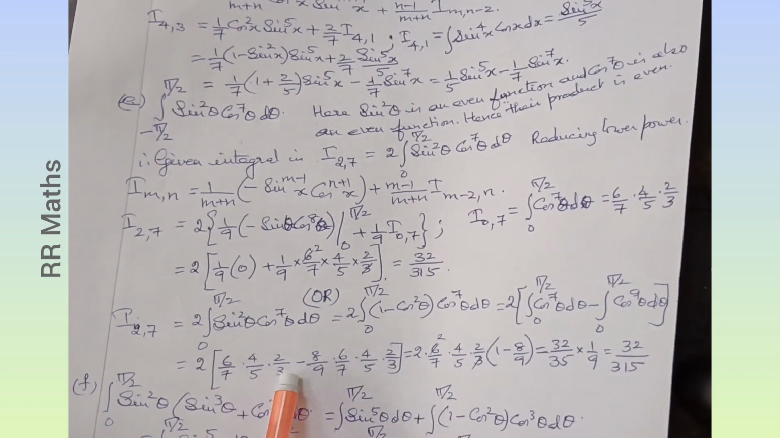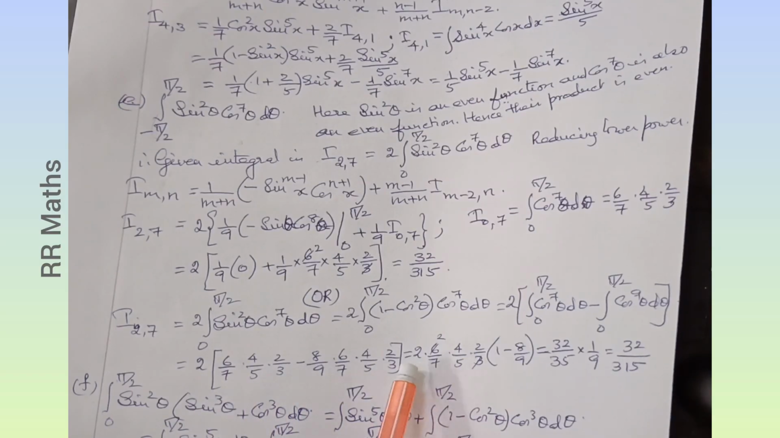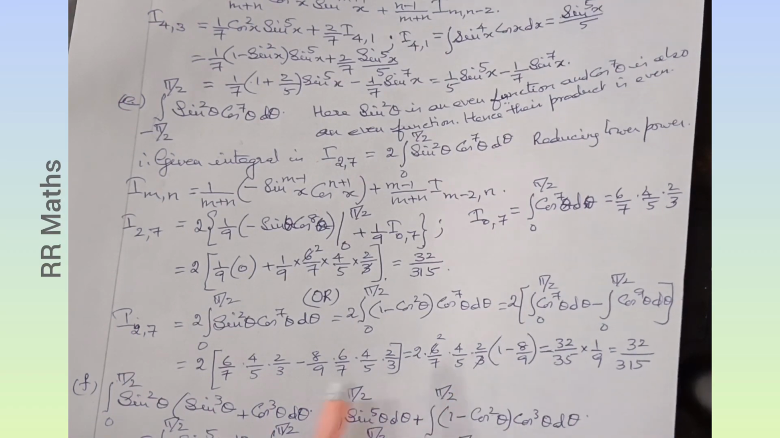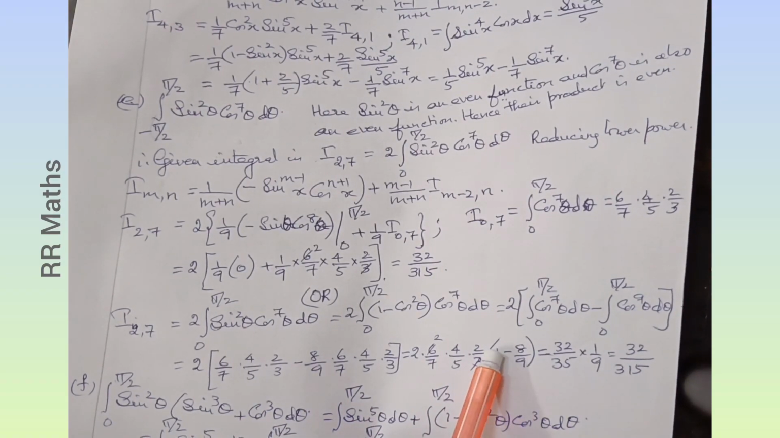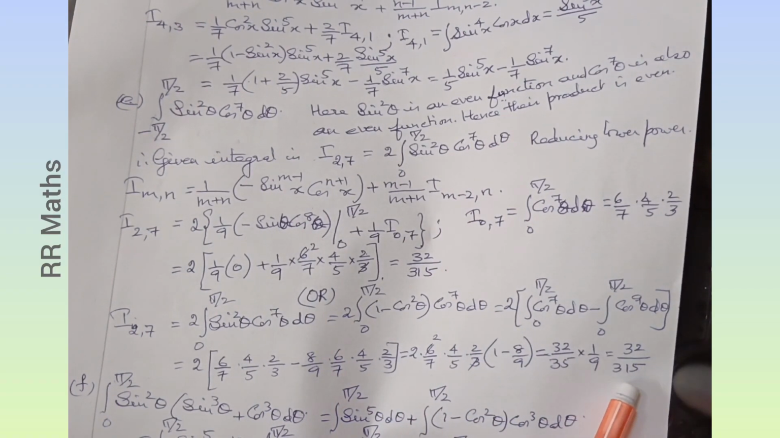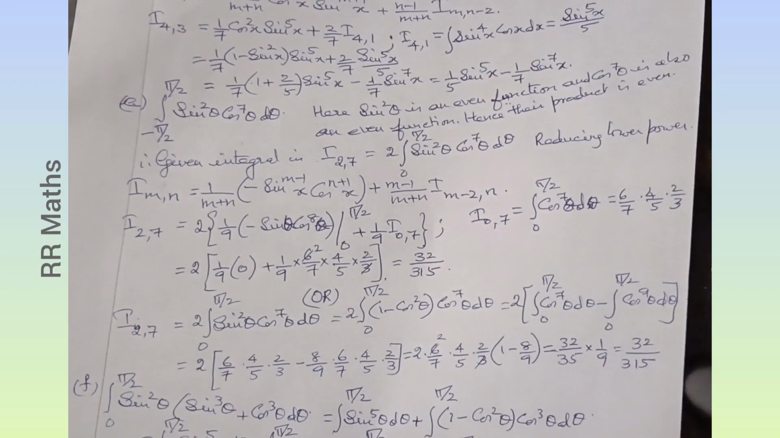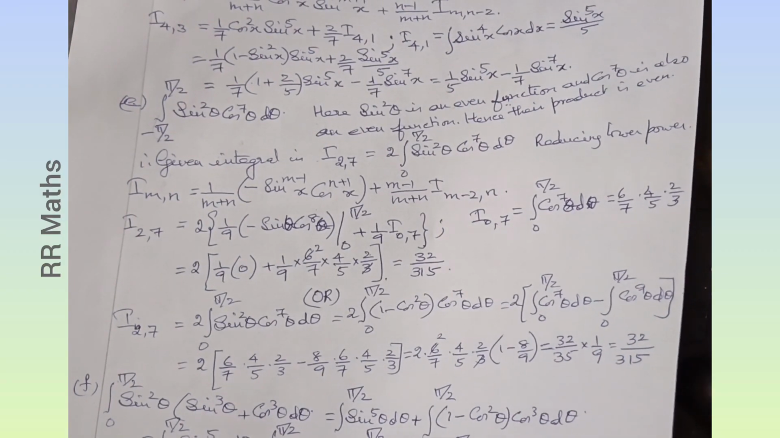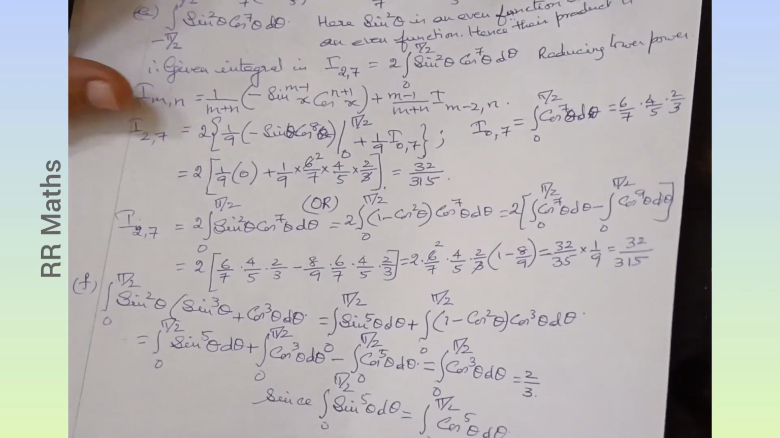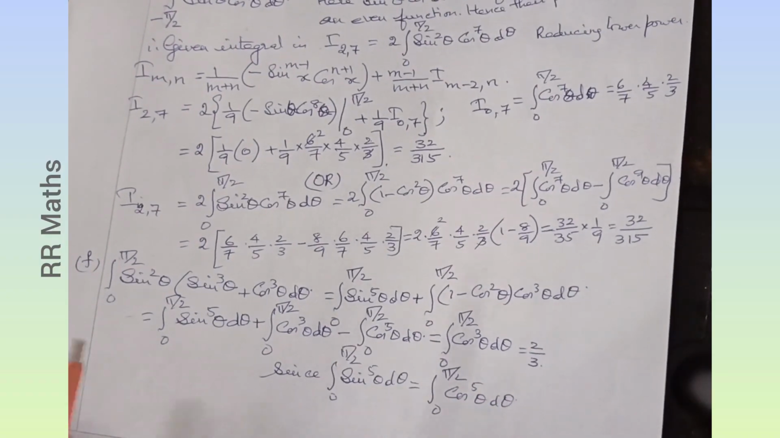You just simplify this. You can take out 2 times 6/7 into 4/5 into 2/3 as common. And this is 1 minus 8/9. Simplify this to give you 1/9. So that gives you the same answer 32/315. That is your answer. Now last problem, last model here.